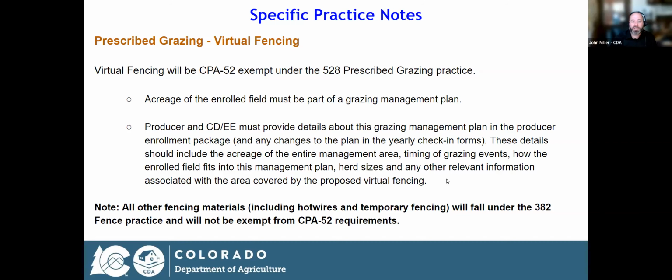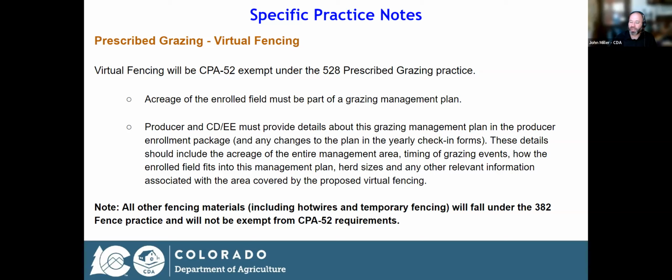So since this is a CPA 52 exempt practice and we don't have to have those specific field surveys, we would encourage you to actually enroll larger acreages here. You're already going to have to be doing the grazing management plan for larger acreages, not just, let's say, a 60-acre field that they were going to enroll.